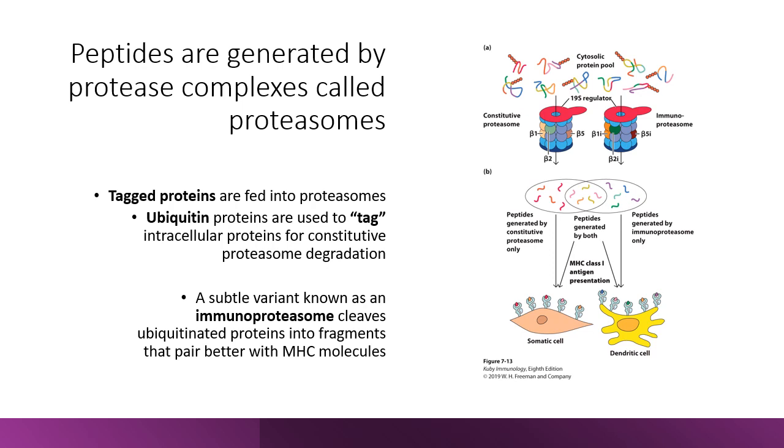Remember, your fragments have to be like 9 to 13 in length. 9 for MHC1, 13 for MHC2. Yes. So does the ubiquitin, does it phosphorylate the protein, or does it just? No, it tags it like a phosphate group would, but instead of a phosphate group, it's a ubiquitin. Oh, yep.